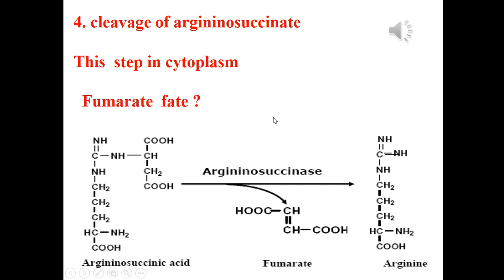Number 4, cleavage of arginosuccinate. This step occurs in the cytoplasm of the liver. Arginosuccinic acid will be cleaved by arginosuccinase, or arginosuccinate lyase, the same, and converted to fumarate and arginine. What is the fate of fumarate?